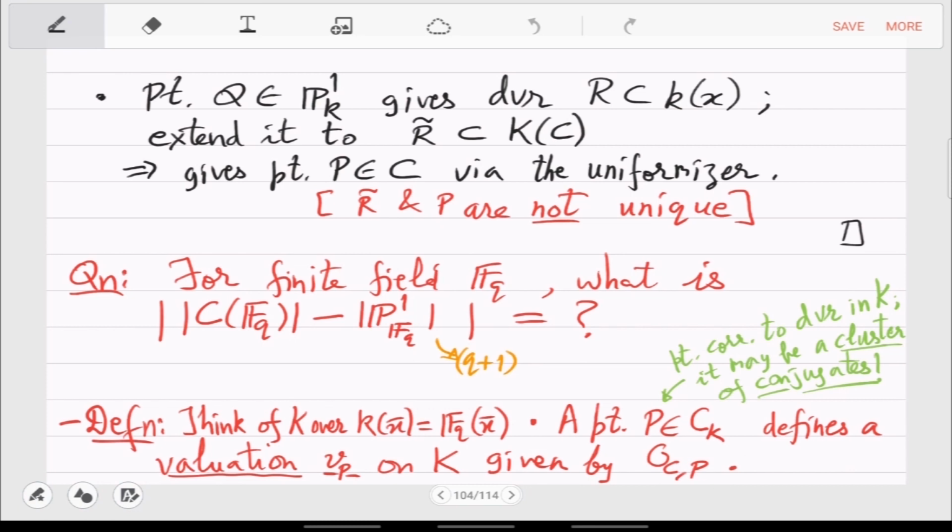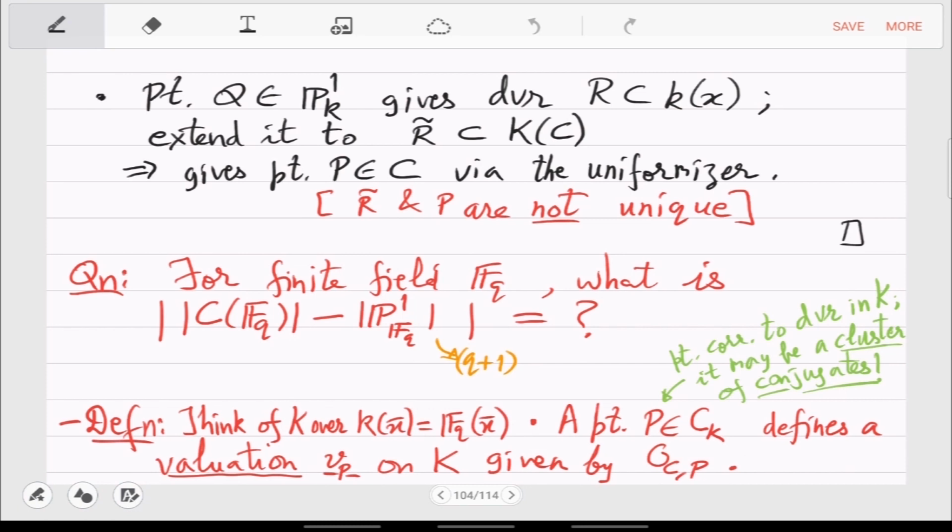This we had seen also when we classified the valuations of the affine line. There we saw that the valuations come from irreducible polynomials. So it's the same thing. Now we are just making it more explicit, and we'll measure how many conjugates there are.